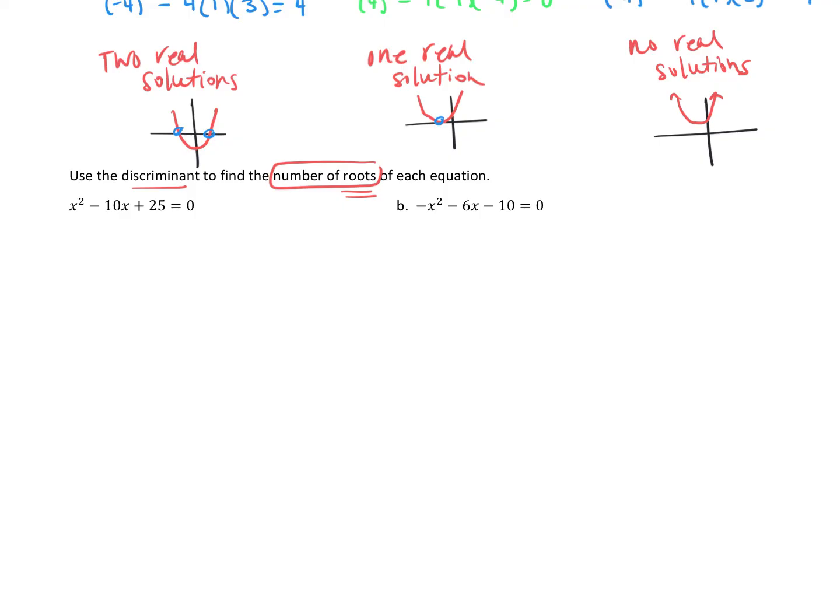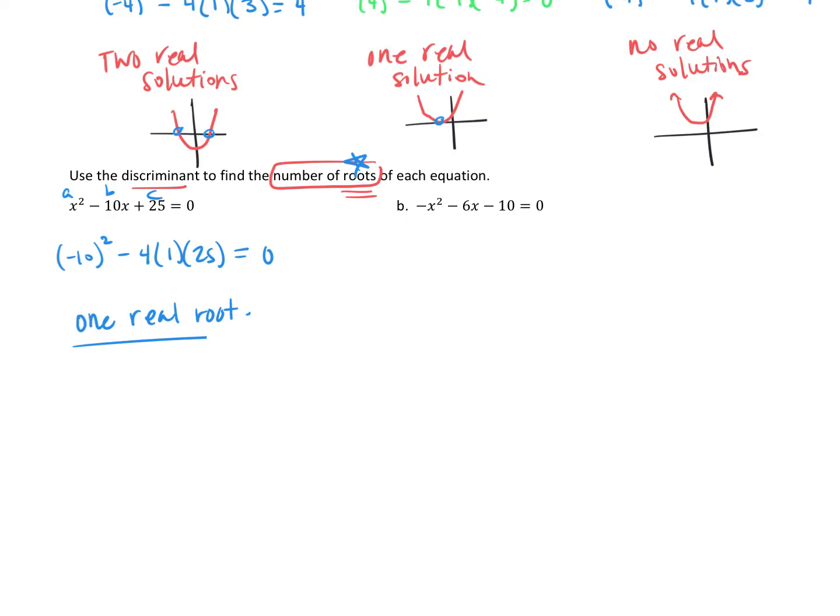All right, x squared minus 10x plus 25. We have standard form equal to 0. Here's your a, b, and c. We're going to do b squared minus 4ac. I'm just plugging in the numbers. We want to see if we get a positive answer, a negative answer, or 0. When we type that in, we got 0 exactly. That means there is one real root. Because they ask for a number of roots, I'm going to use that vocab in my answer.